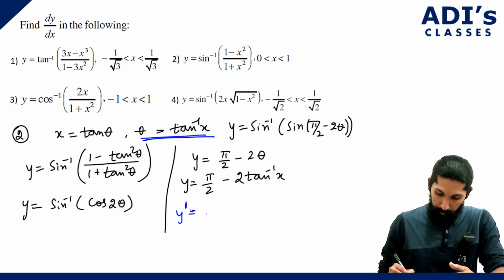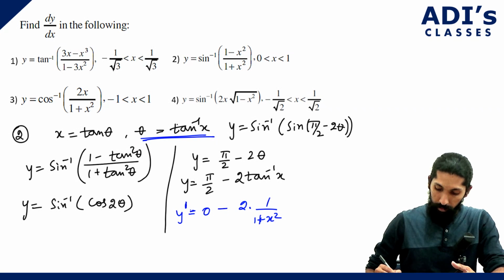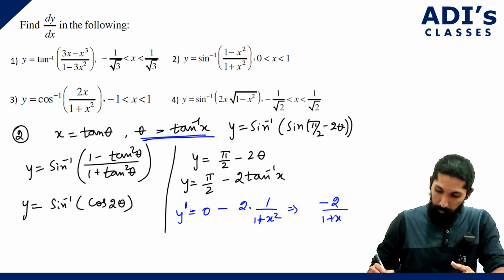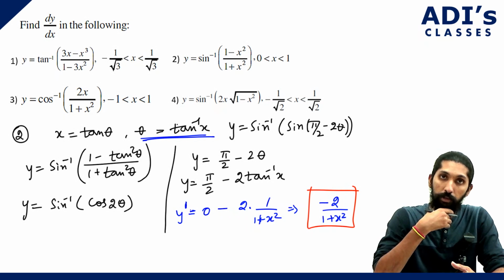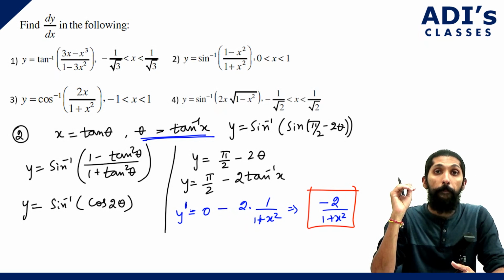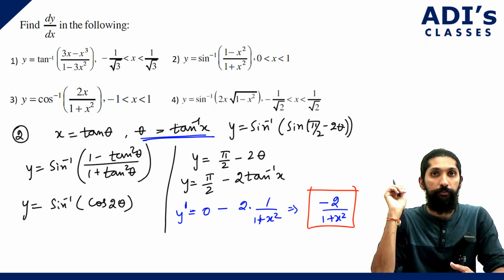this is anyway 0, pi by 2 minus 2 into 1 by 1 plus x square. Or we can write this as minus 2 by 1 plus x square. So this is going to be the final answer. Minus 2 by 1 plus x square. This is going to give me the derivative of the second problem what we have.